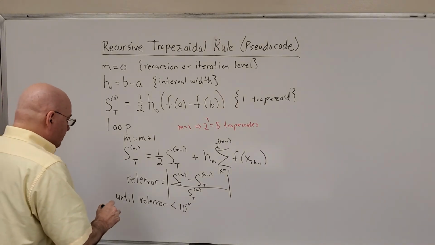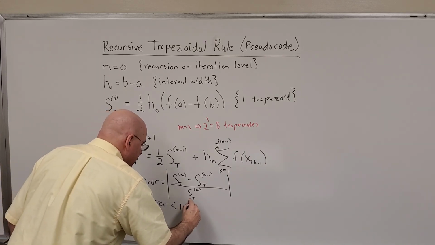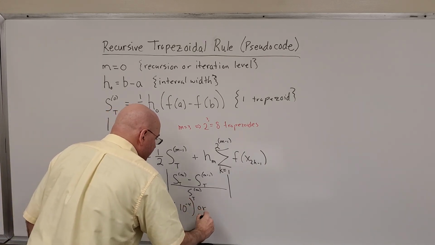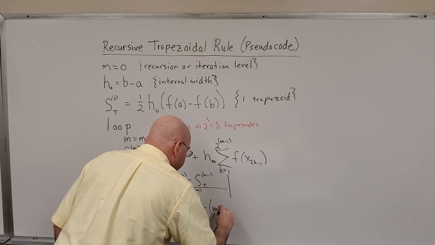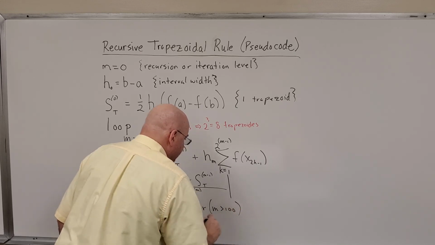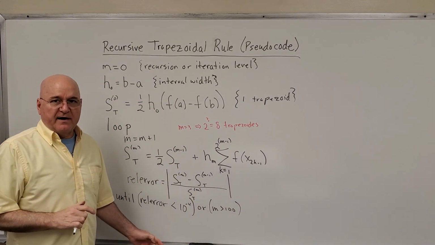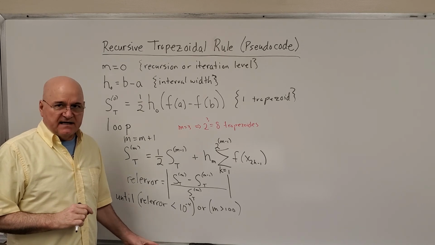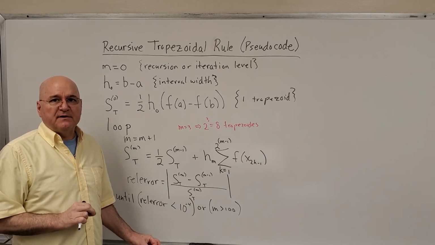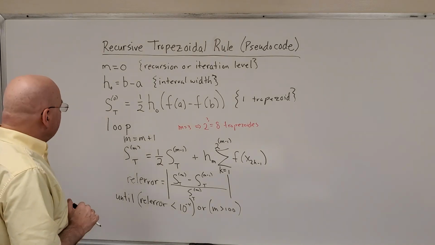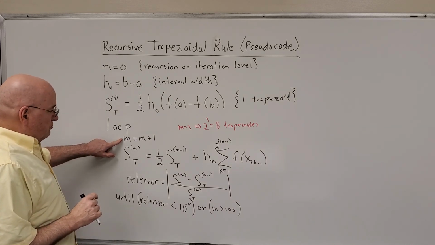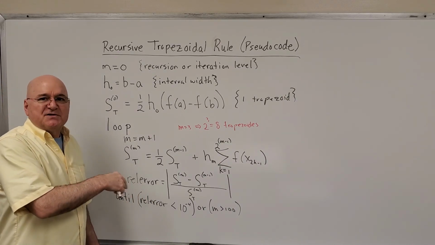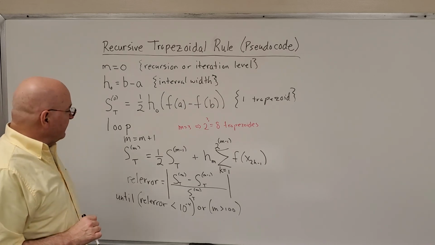Now, one more thing you could do is say or m bigger than 100, something like that. There's no way it's going to require 100 iterations. It's going to be less than 10 iterations to get where we need to go, I believe, in our homework problems. But it's nice to have a bailout just to make sure you don't get in an infinite loop or something like this.